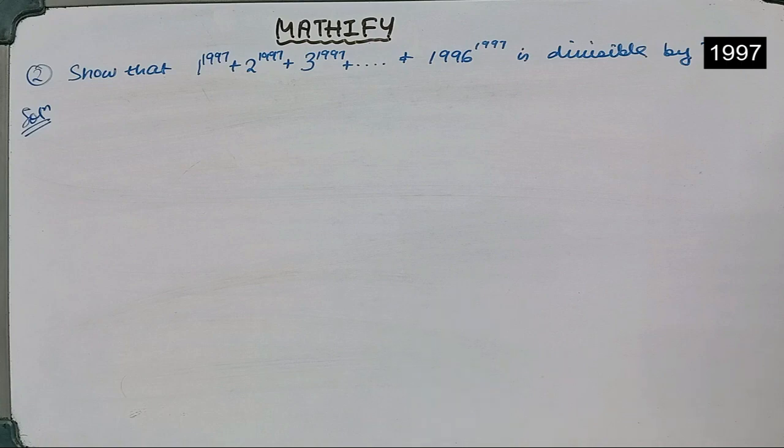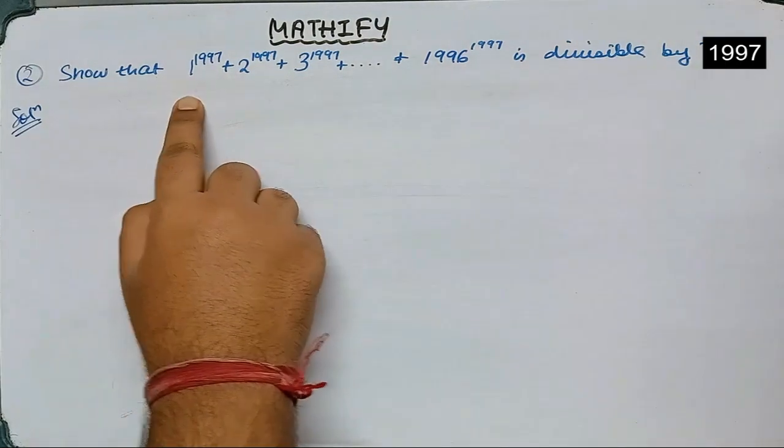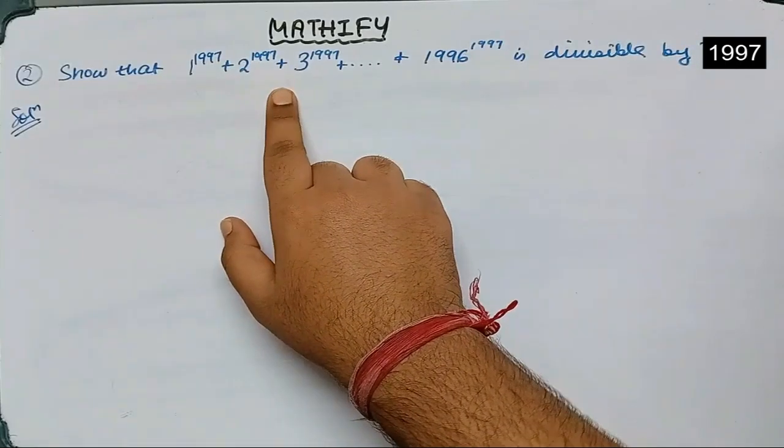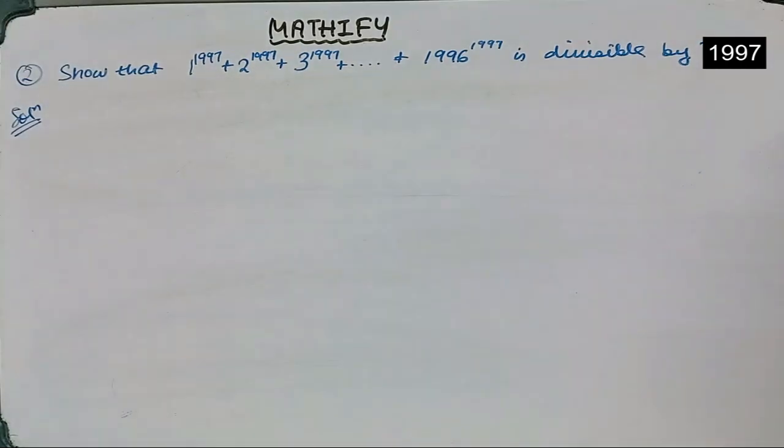Okay, the next problem reads as follows: show that 1 raised to the power 1997 plus 2 raised to the power 1997 plus 3 raised to the power 1997, and so on up to 1996 raised to the power 1997, is divisible by 7. Again, please give this problem a try and then continue the video for a solution. Okay, let me give you a solution.